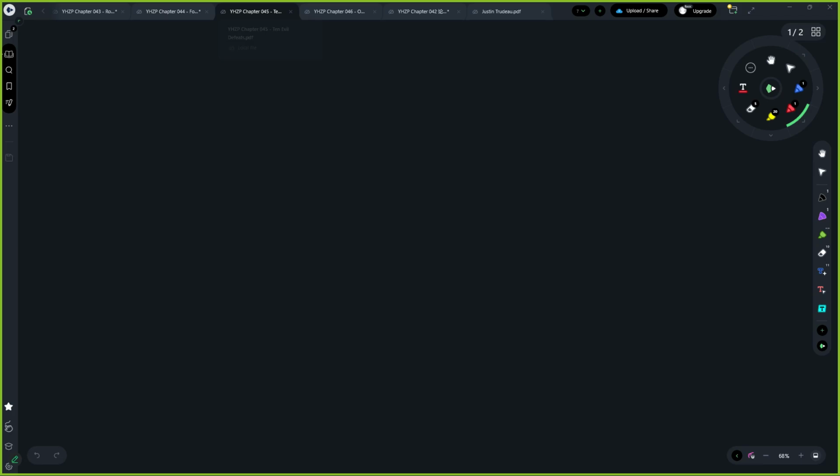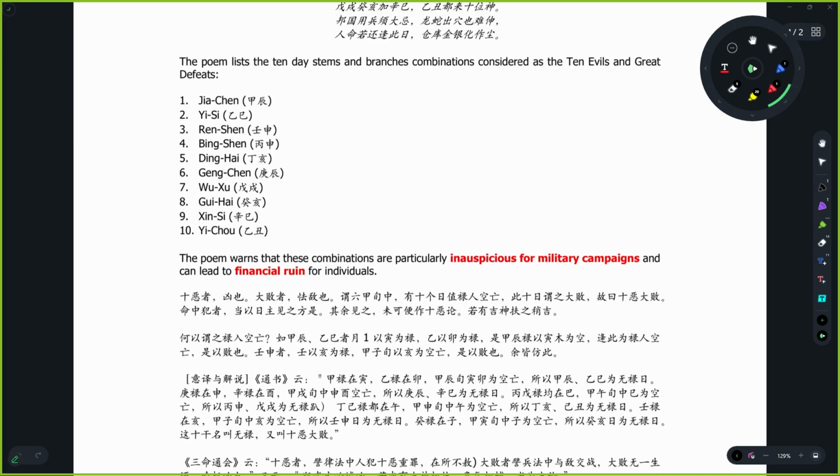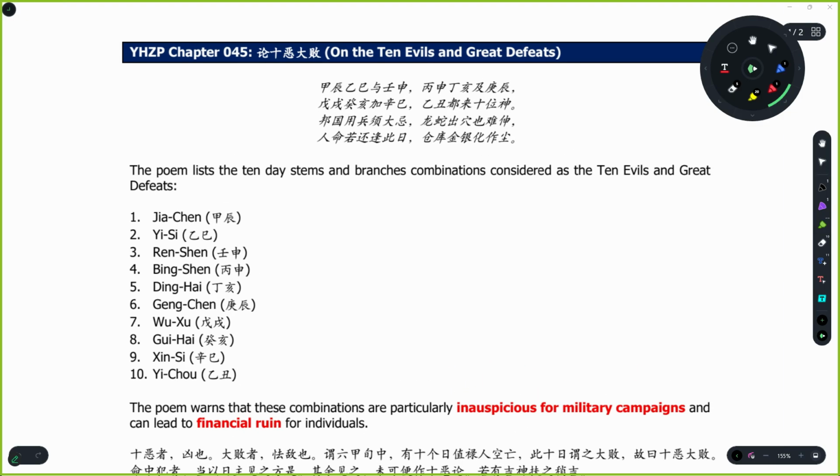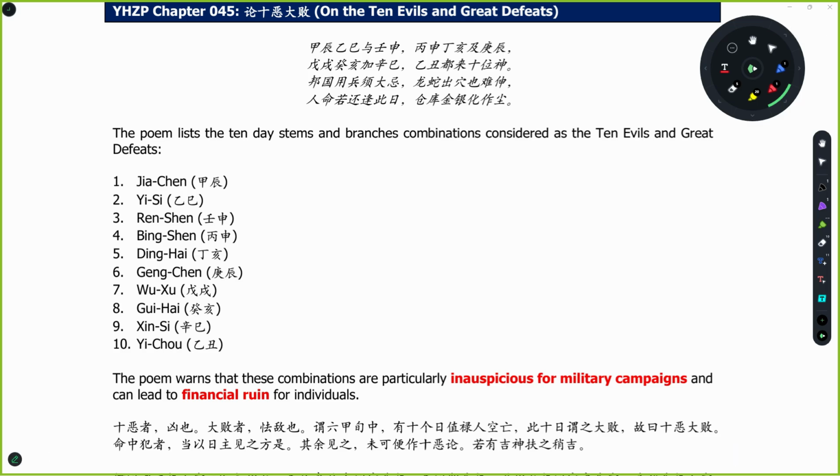Let's go on to chapter number 45. Chapter 45 now considers these 10 pillars. We consider these 10 pillars. Anyone has any of these 10 pillars? And what would it denote?